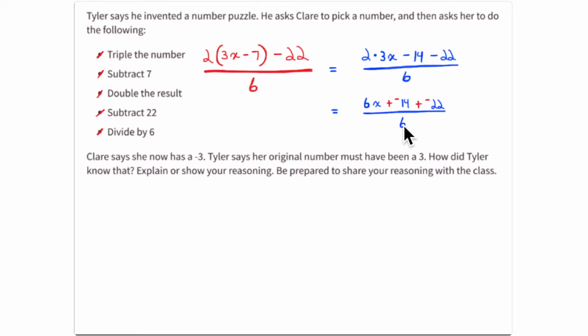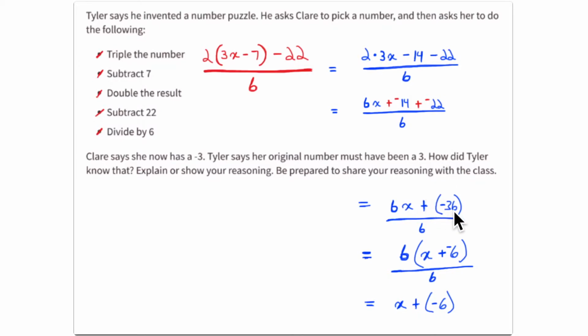Once you do that, you can divide everything by 6. But you still have to combine this -14 and -22. That's -36. Now there's a couple ways to do this one. You can divide each term by 6, so 6x divided by 6, and -36 divided by 6, or you can factor out the 6, which is actually dividing by 6. So 6x divided by 6 leaves you with 1x, and -36 divided by 6 is -6. So this becomes 6 times x plus a -6. You divide all that by 6. Well, these 6's cancel out. 6 divided by 6 is 1, and you're left with x plus a -6.